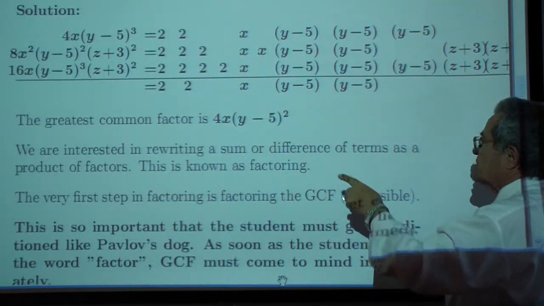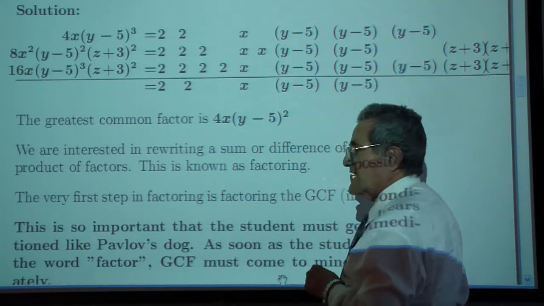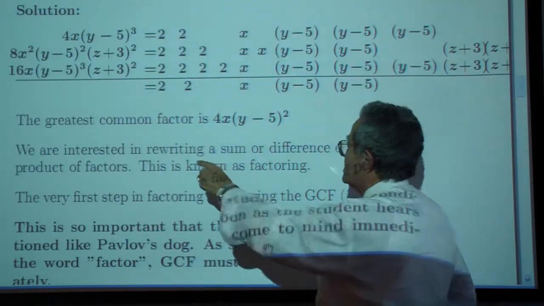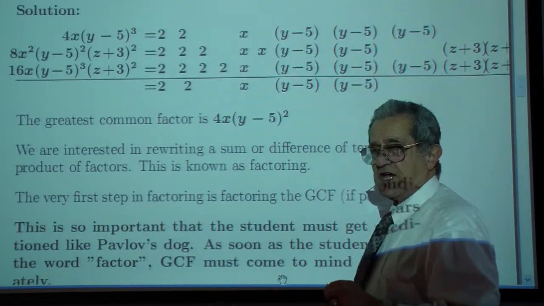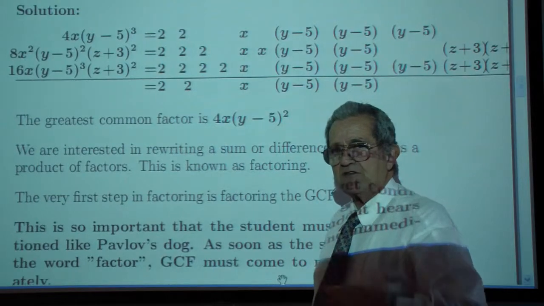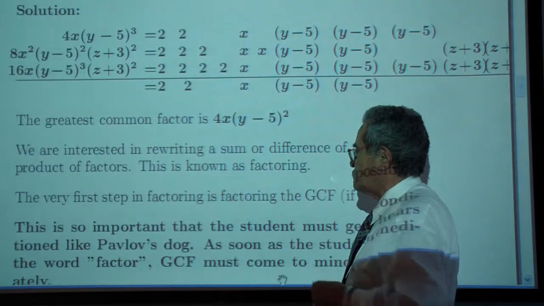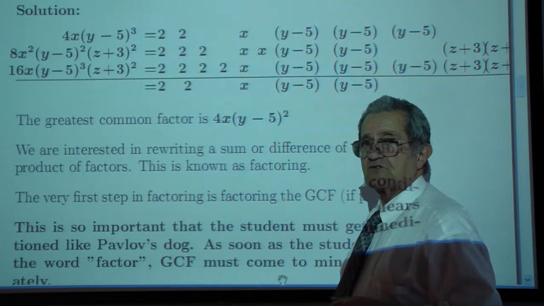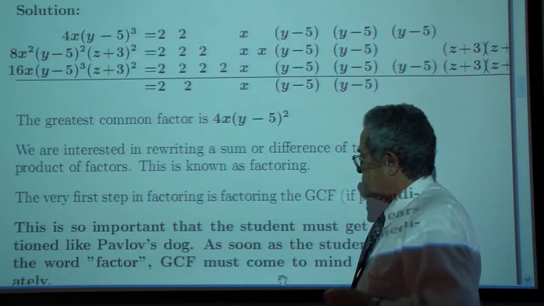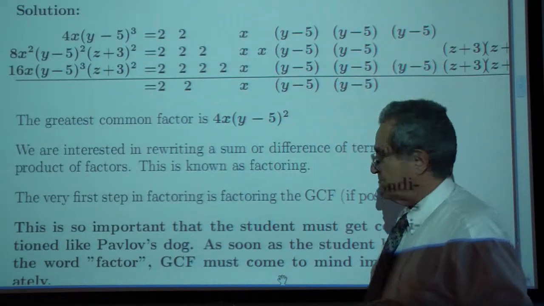We are interested in rewriting a sum or difference of terms as a product of factors. Remember a difference of 2 squares, a squared minus b squared, that's a difference of 2 terms. We were able to write it as the factor a plus b times the factor a minus b. So we converted a difference into a product. This is called factorization, of which you will see a great deal.